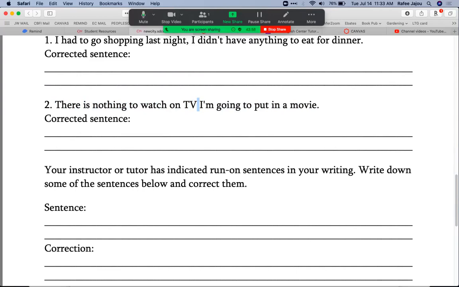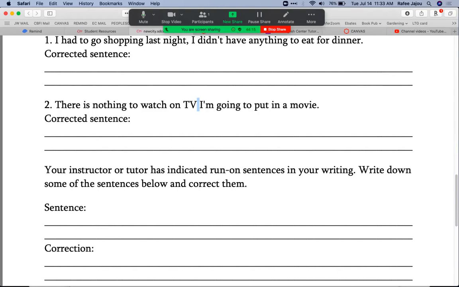You've got four options. Option 1, period. Split them up. Period. Option 2, comma and a connecting word. There is nothing to watch on TV, comma, so I'm going to put in a movie.